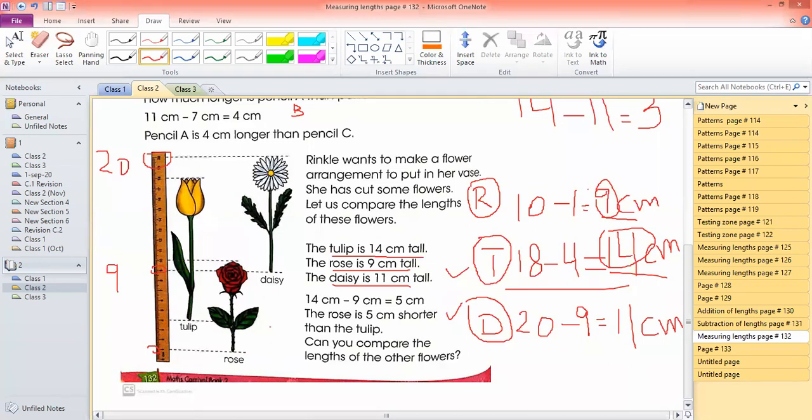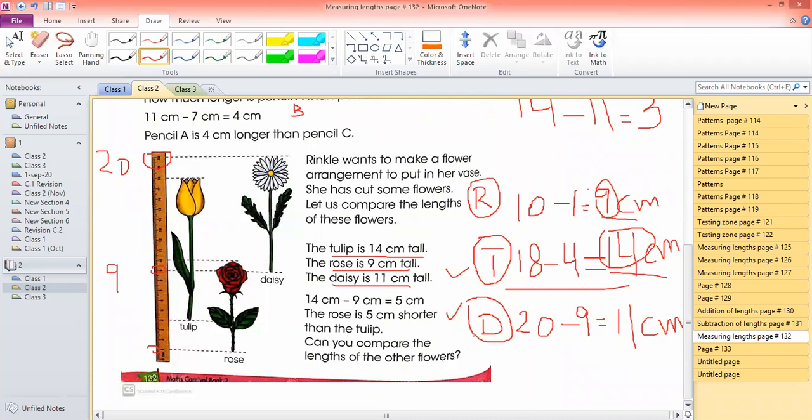Then the second was Tulip, that was starting with 4 and that ends at 18. So in order to find out the length of Tulip, it's ending at 18 and starting with 4. So 18 minus 4 equals 14. Its length is 14 centimeter. And Daisy starts with 9 and that reaches up to 20. So 20 minus 9 equals 11 centimeter. So you have found out the length, 11 centimeter.